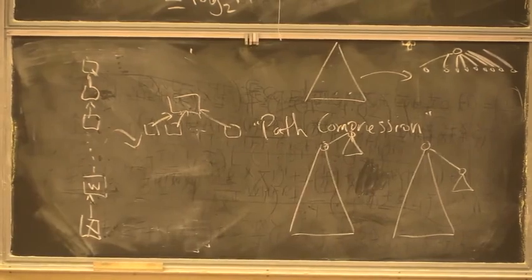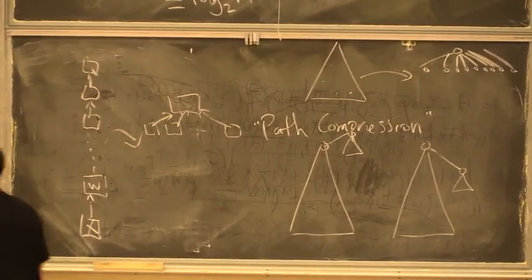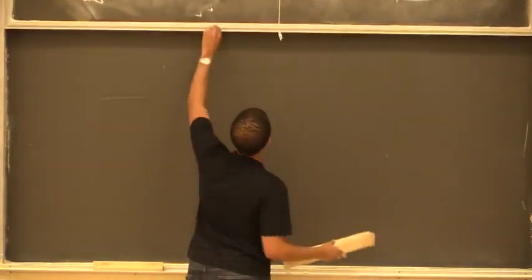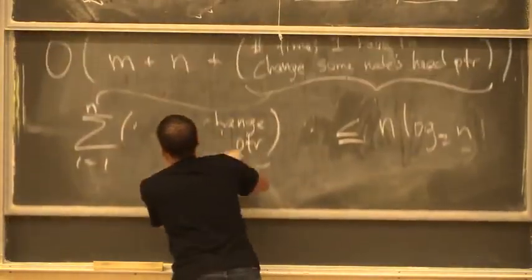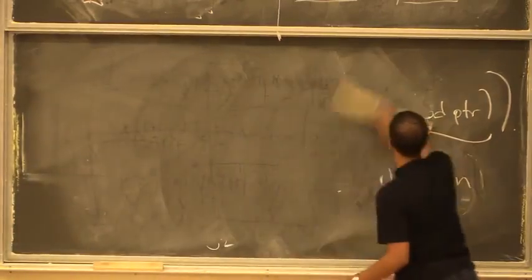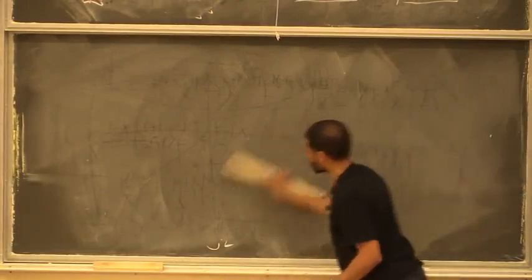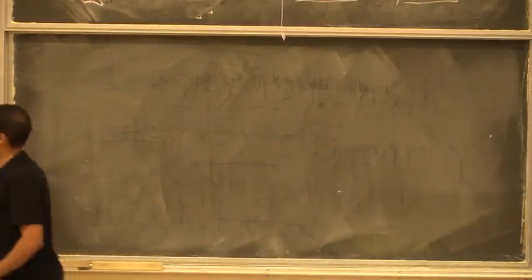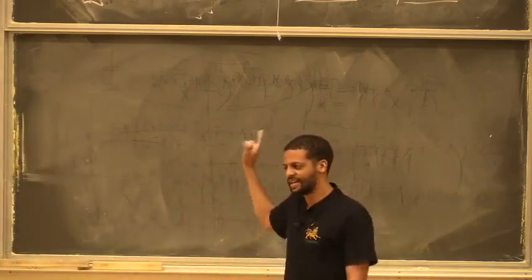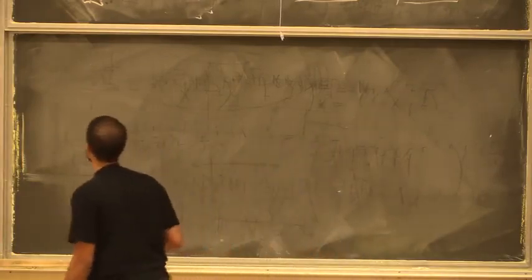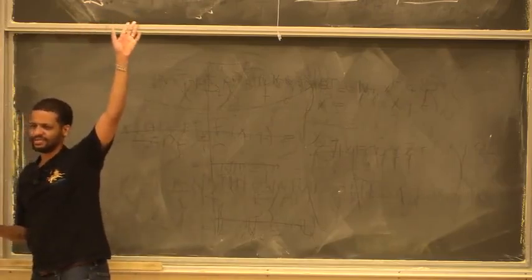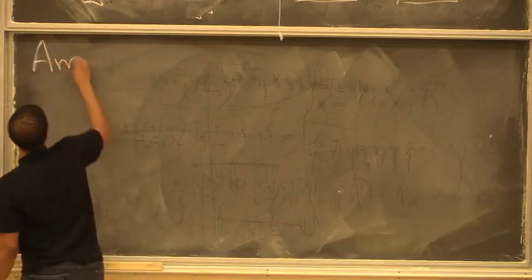So now let's try to analyze this. We only have about half an hour left. Let me write down some claims. Before I write down the claims, I want to introduce a concept called amortized analysis, which we've already done, but I want to make it a little more formal. Who's heard of amortized analysis? Is that in 61B? Okay. Just to make sure we're all on the same page.